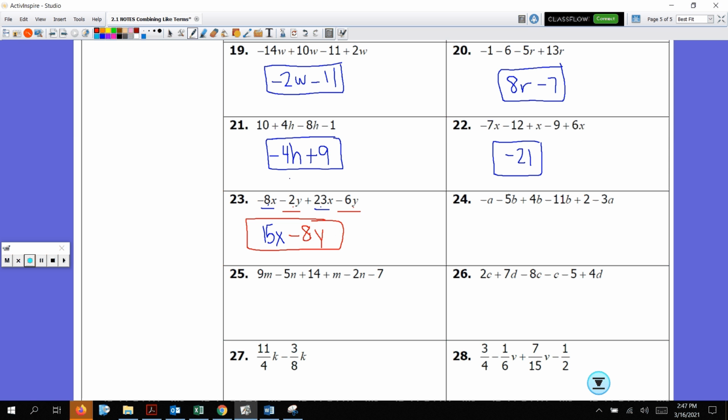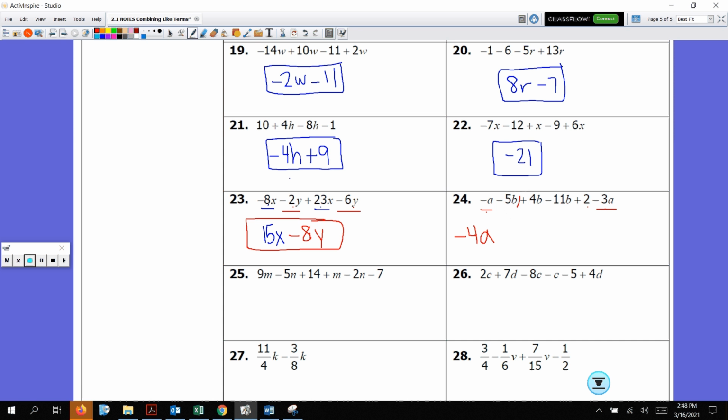All right. Oh my goodness, number 24. We got a lot of stuff happening here, okay? I might keep my color changing pen going here. Negative 1a. I'm looking for another term with a. Here is negative 3a. Negative 1 minus 3 is negative 4a.